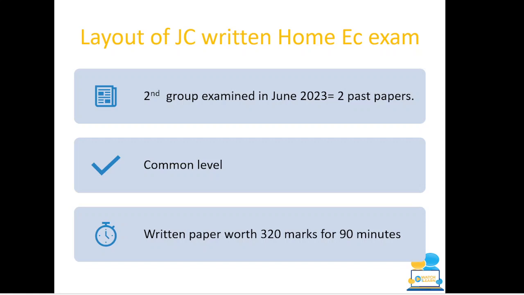So the layout of the junior cycle written home ec exam, there's been 2 past papers so far. It is a common level paper and it's a written paper worth 320 marks for approximately 90 minutes, which is shorter than, say, junior cycle science, which is 2 hours long, but that's because there isn't a practical element in junior cycle science. So whilst yes, it is shorter, you technically are still doing just as much as any other subject, or in fact even more, because you have a 90-minute cooking exam and a 90-minute written paper.